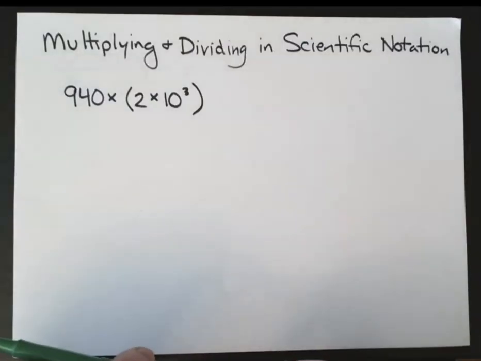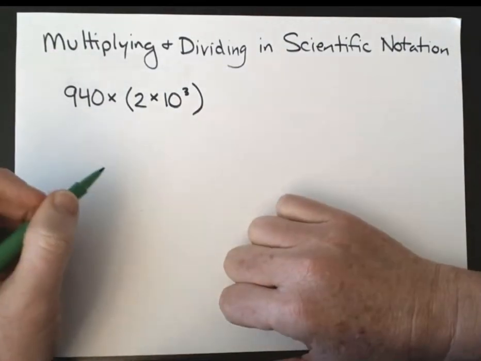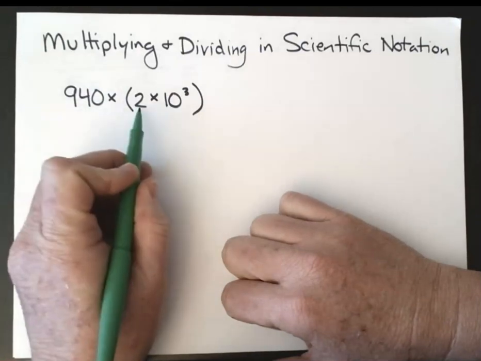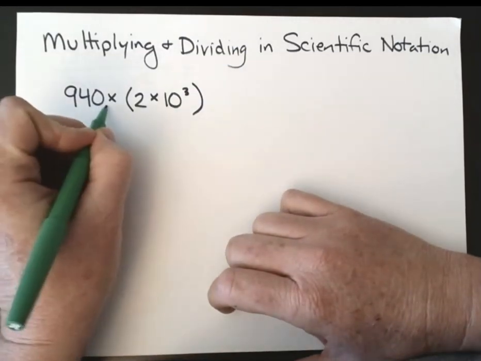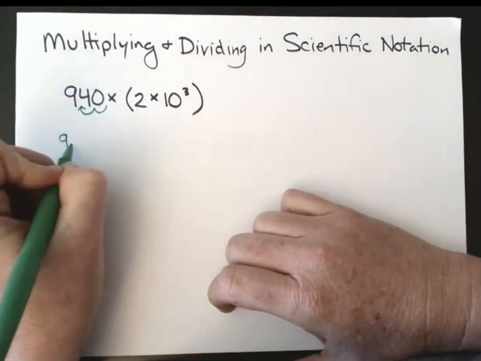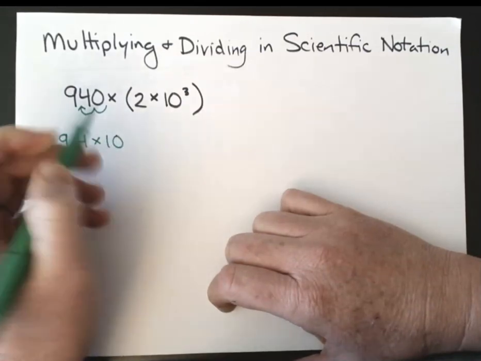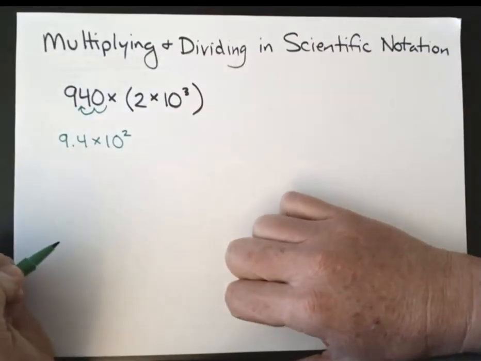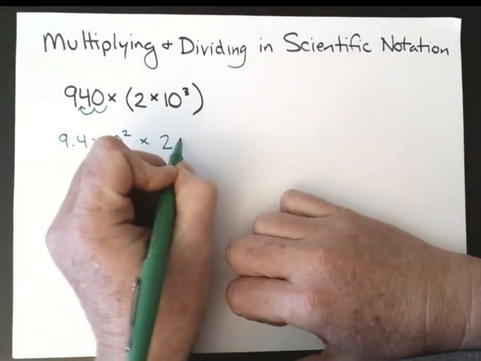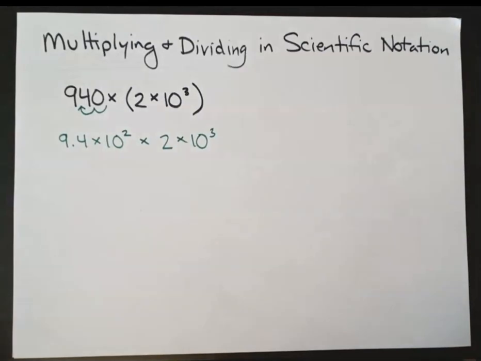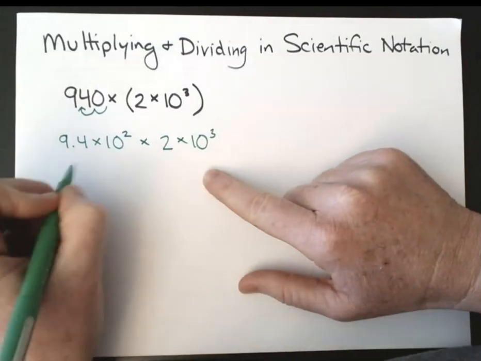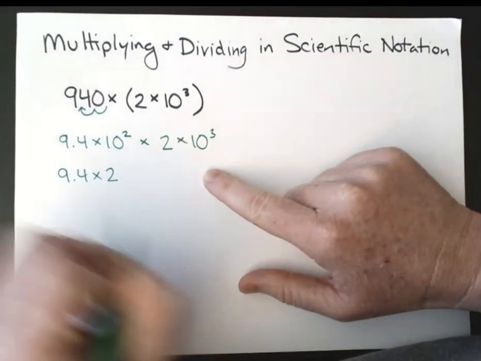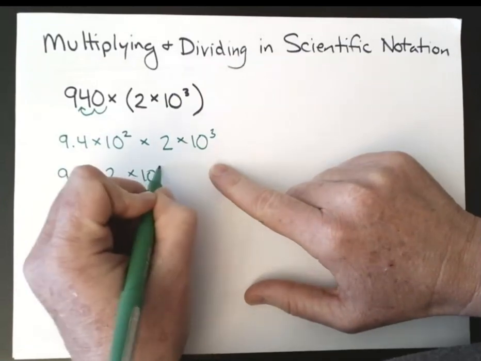All right, so now we want to perform some arithmetic with scientific notation. So let's say we had to multiply these. First thing I would do is I have this in standard notation and this in scientific. So I want to turn them both into scientific. So I'm going to turn this into 9.4 times 10 to the 2nd power times 2 times 10 to the 3rd power. And we know that multiplication is commutative. We can do it in any order we want. So I'm going to put the digits next to each other, and I'm going to put the powers of 10 next to each other.